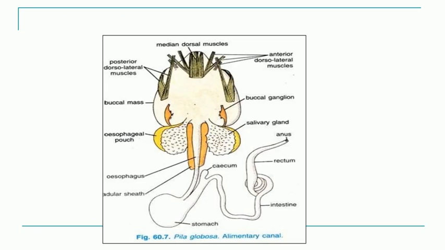So here in this picture we can see the position of these buccal glands, which are present somewhere here. Then you have these yellow colored structures on either side of the esophagus. These yellow structures are nothing but esophageal pouches, and on top of this you can see these whitish structures, which are nothing but your salivary glands.